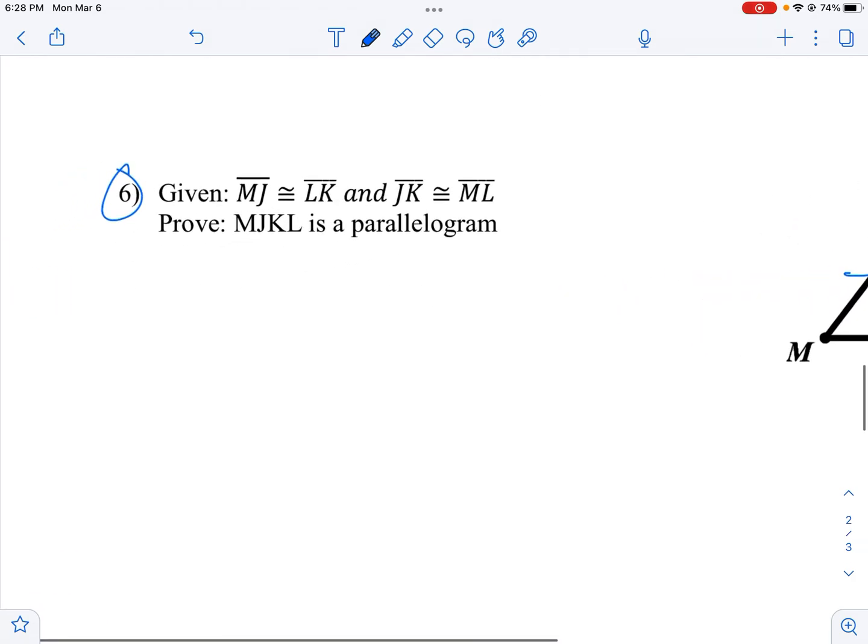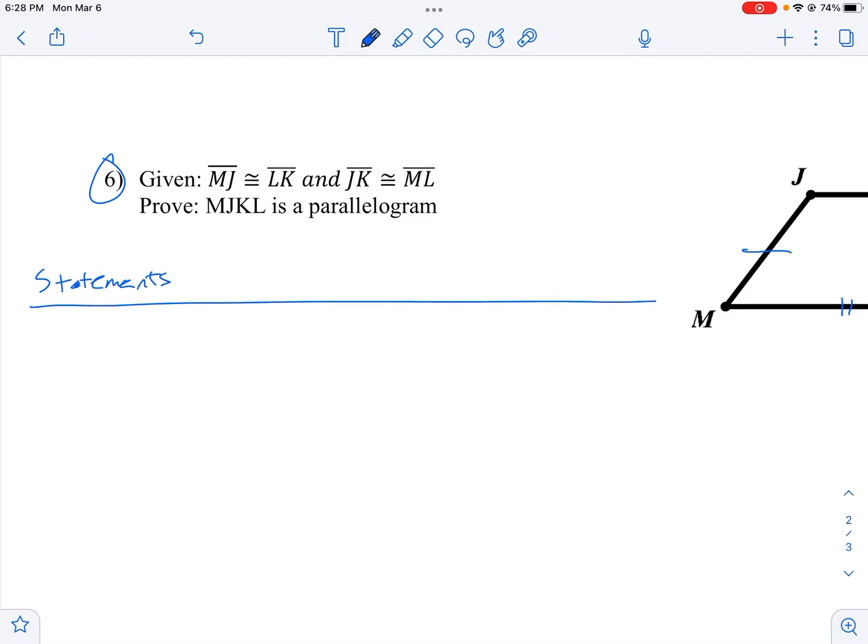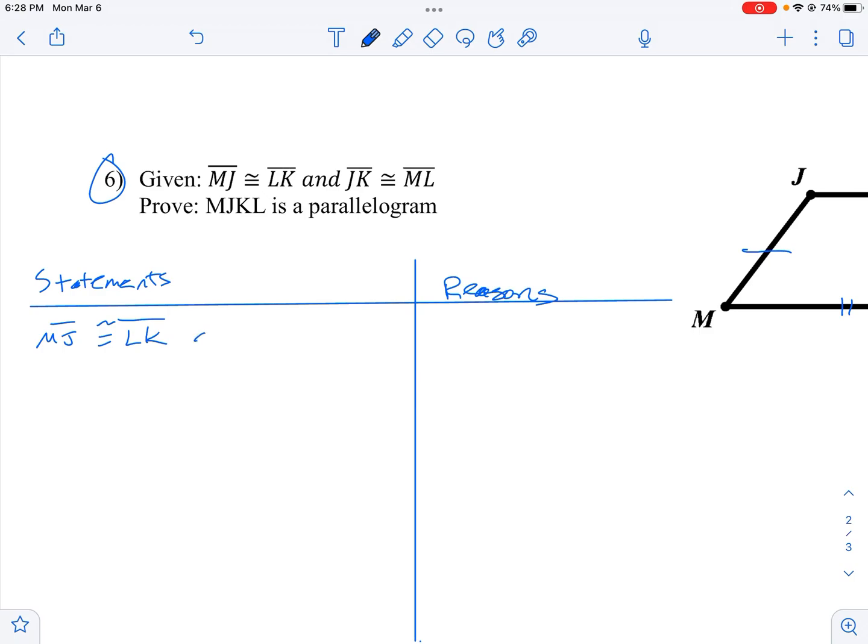And so let's get our 2 columns started here. We got some statements. And over here, we're going to put some reasons down. And let's write our givens on there. You just kind of automatically put those on there. MJ is congruent to LK. And JK is congruent to ML. Now, that was given to us. Hooray, we have a starting point on here.